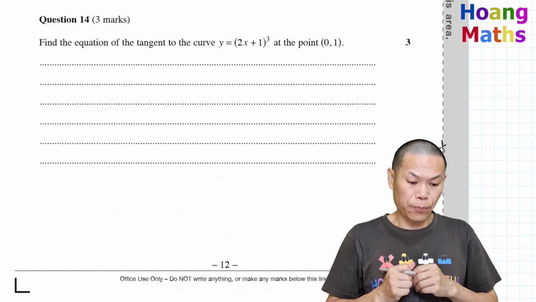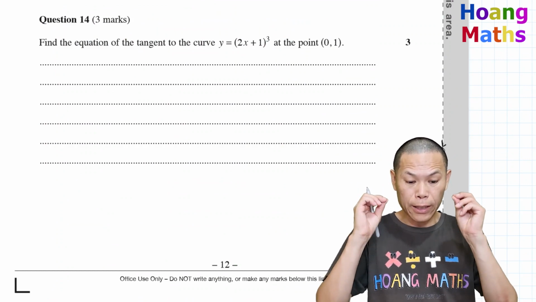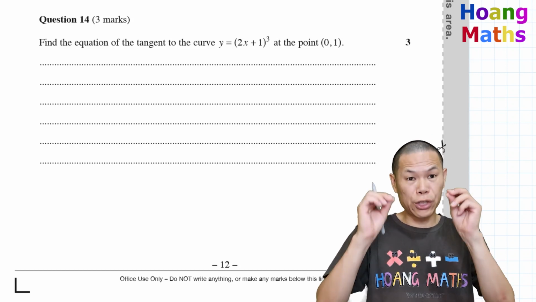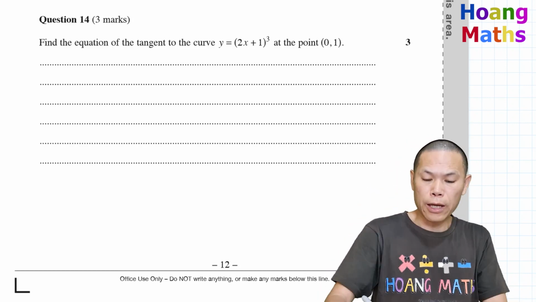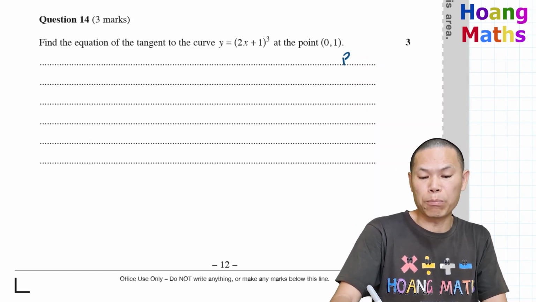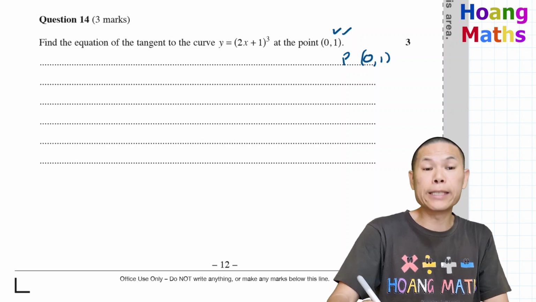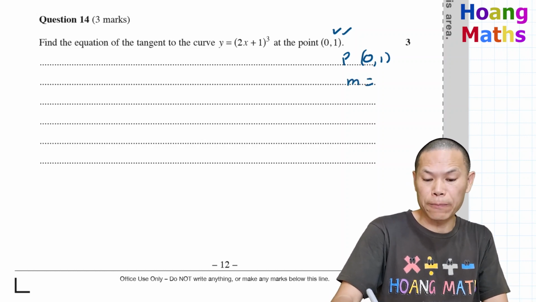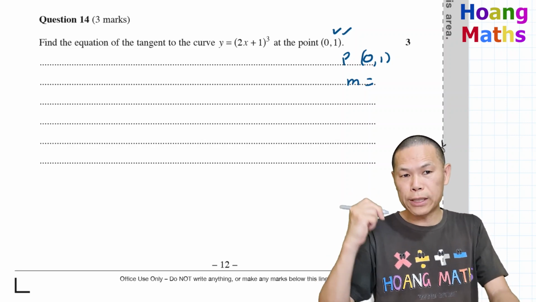Question 14. So we need to find the equation of the tangent to the curve at point (0, 1). To work this out, we're going to follow 3 steps. The first step is we need to find the point, and it's already given: (0, 1). Then the second step is we need to find the gradient at x equals 0.